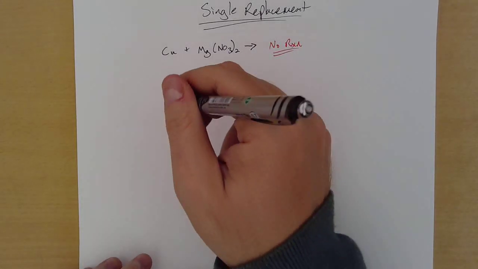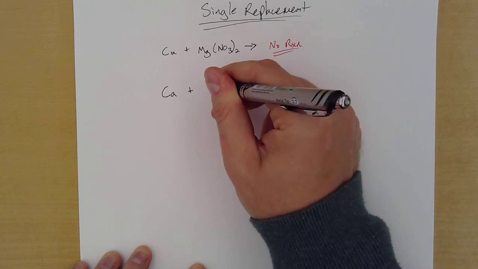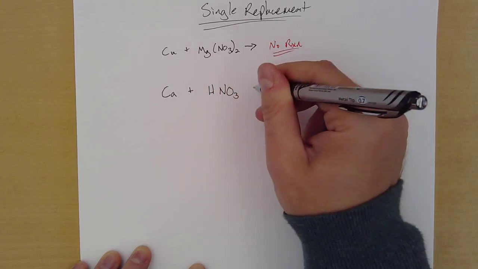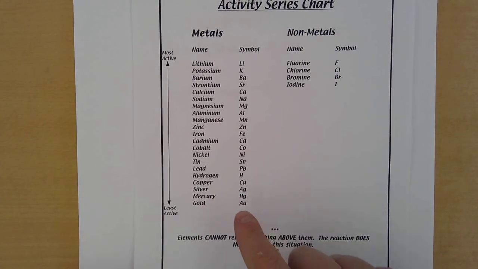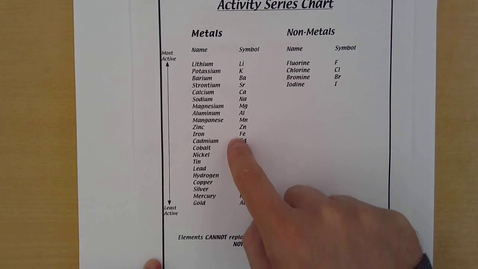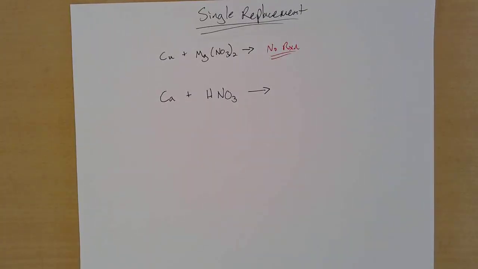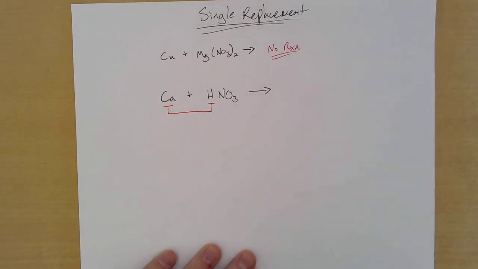So let's look at a different one. Ca plus, and we'll do HNO3 this time. Okay, so is calcium higher than hydrogen? I consult my list. Hydrogen's way down here, and calcium is way up there. Absolutely, calcium can definitely kick hydrogen out of the way. So I like to make a little line showing that these two are going to get replaced. And then I have to figure out how to write these new pieces.